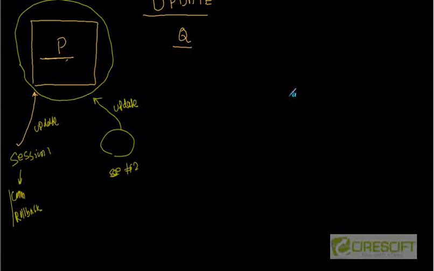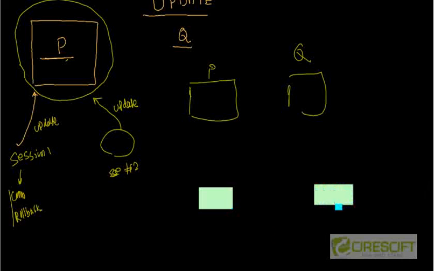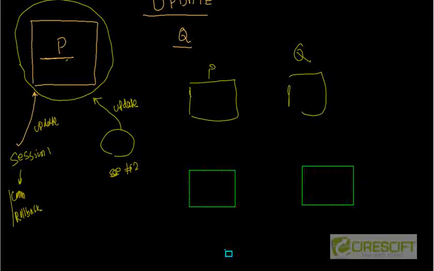Before we go here, I just want to draw a diagram. We have two tables, this is my P and this is my Q, and I have two sessions. So this is session 1 and this is session 2. The first step, I update P, and in session 2 I update Q.